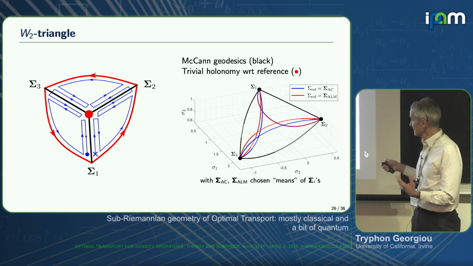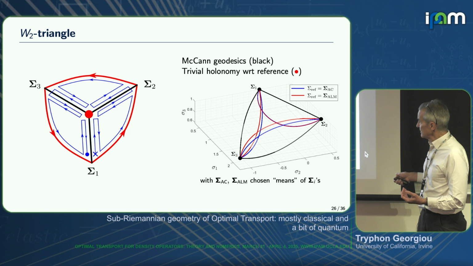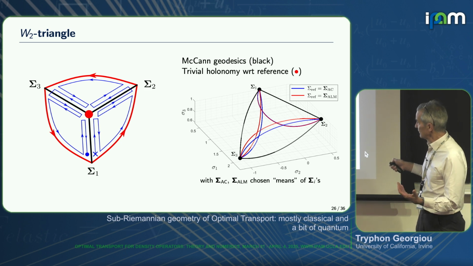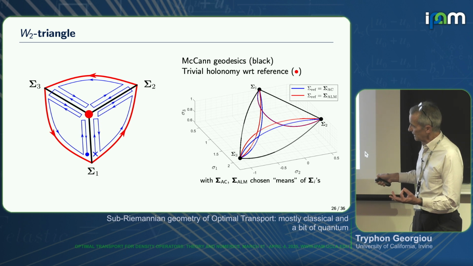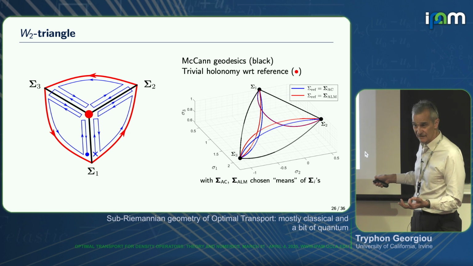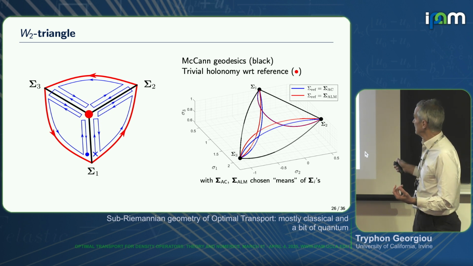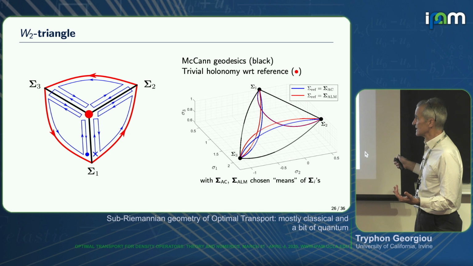So this thing here schematically shows the elements of a 2x2 sigma matrix if you follow McCann geodesics, or if you follow paths that enforce 0 holonomy with respect to a barycenter. So this could be the Aguillet-Carlier barycenter, or it could be another one.